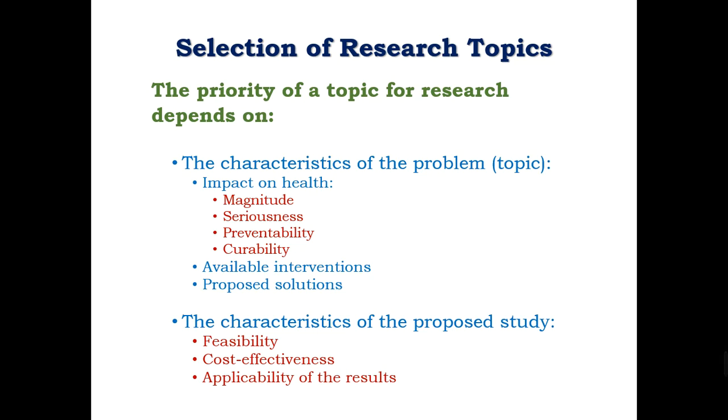And coming to the selection of research topics, the priority of the topic for research depends on the characteristics of the problem. That means the impact on health, available interventions, the proposed solutions, and everything we can think of. Especially the impact on health means the magnitude and seriousness, preventability and curability. All these facts can be focused on in terms of impact on health. For the characteristics of the proposed study, you have to think about the feasibility, cost effectiveness and applicability of the results. You have to think about the feasibility.